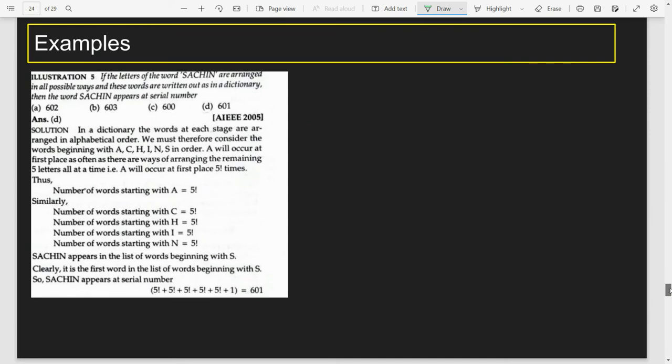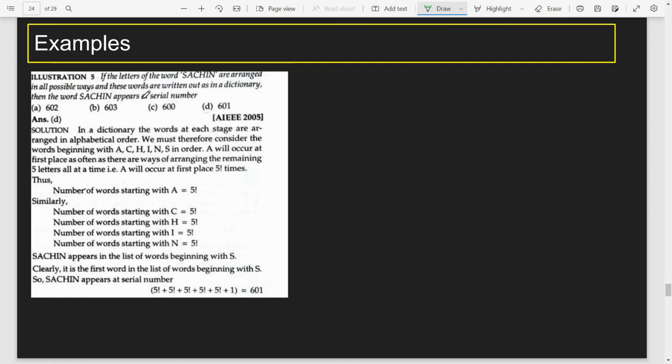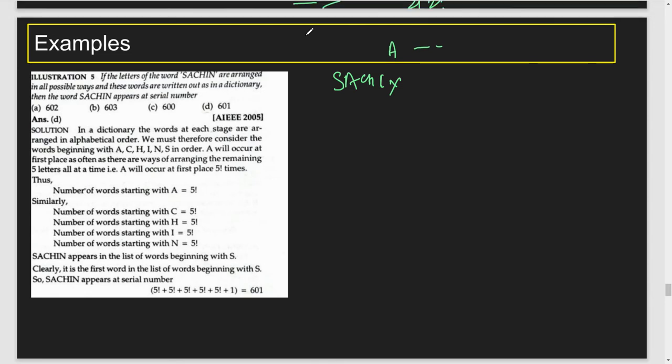There is a particular problem called the dictionary problem that I think I should discuss with you because these are common. It says the letters of the word Sachin are arranged in all the possible ways, meaning whatever possible combination you can think of for the word Sachin has been arranged.